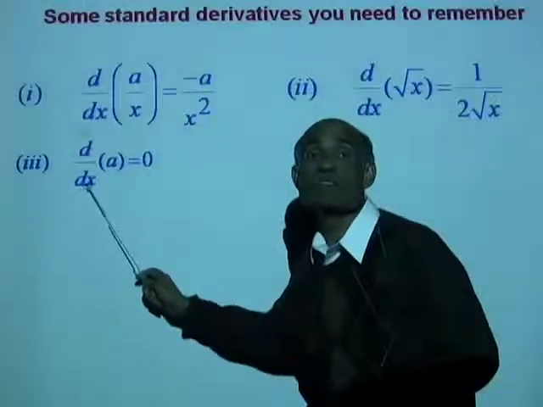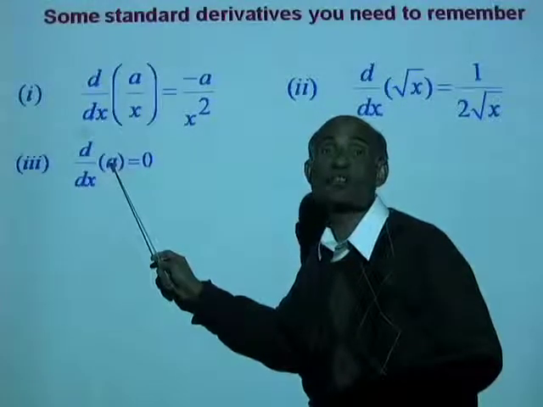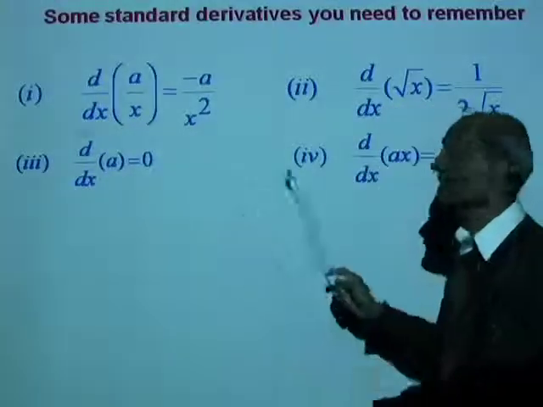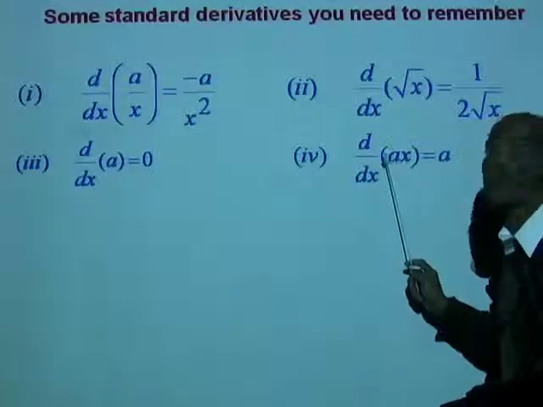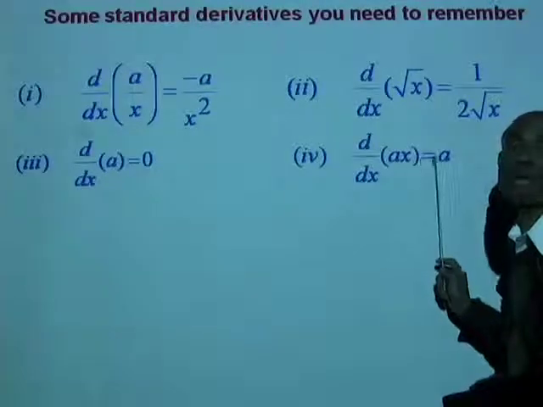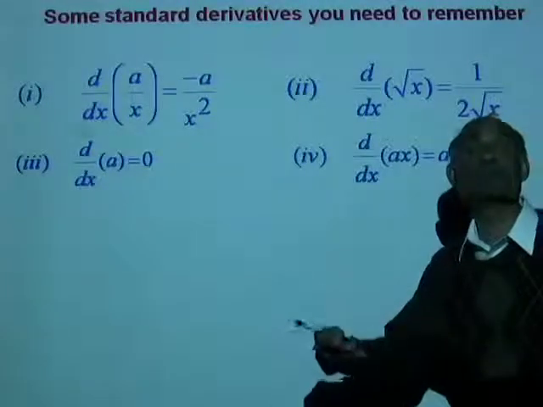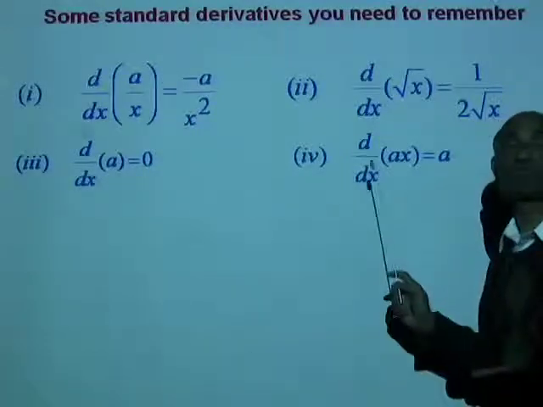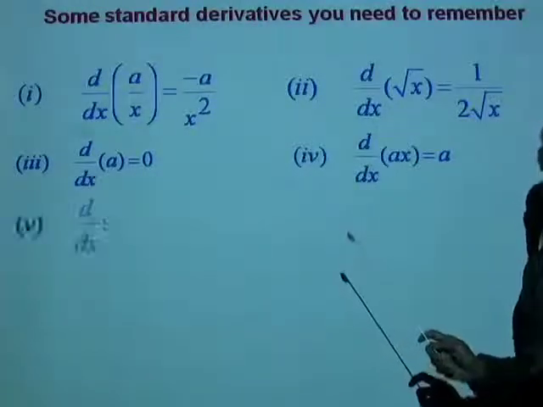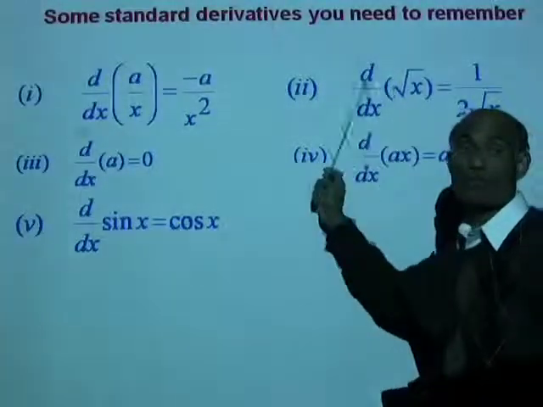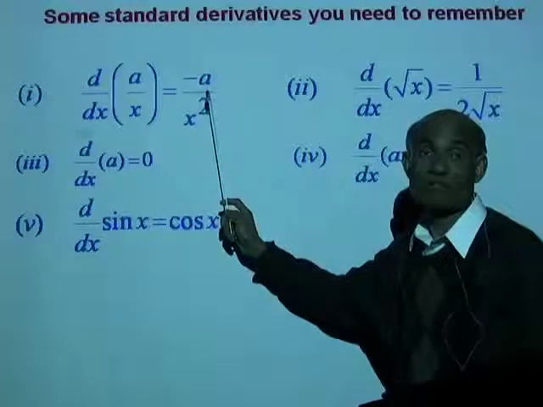The derivative of a constant with respect to any variable is 0. The derivative of ax, d/dx of ax, is equal to a. Derivative of 2x is 2. Derivative of 5x with respect to x is 5, and so on. Now, these are the 4 results we have seen so far.